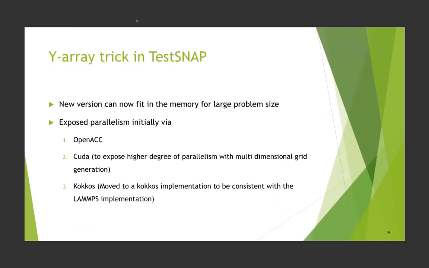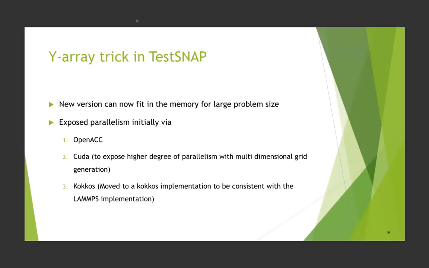So with that trick, we were now able to implement it. Aidan had already made a version of implementing the YRA trick within TestSnap, and with that trick, we were now even able to fit the bigger problem size, the figure of merit problem size, into the GPU memory, and we started applying the same techniques that we applied to the smaller problem size onto the bigger problem size.